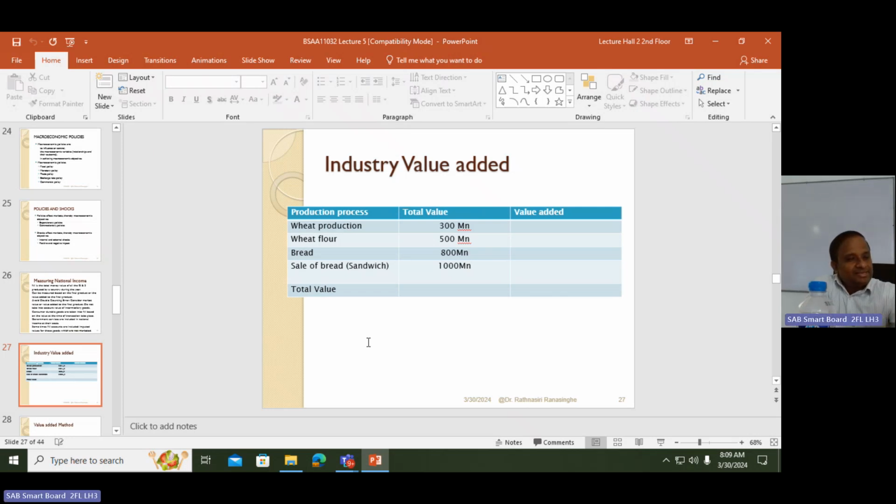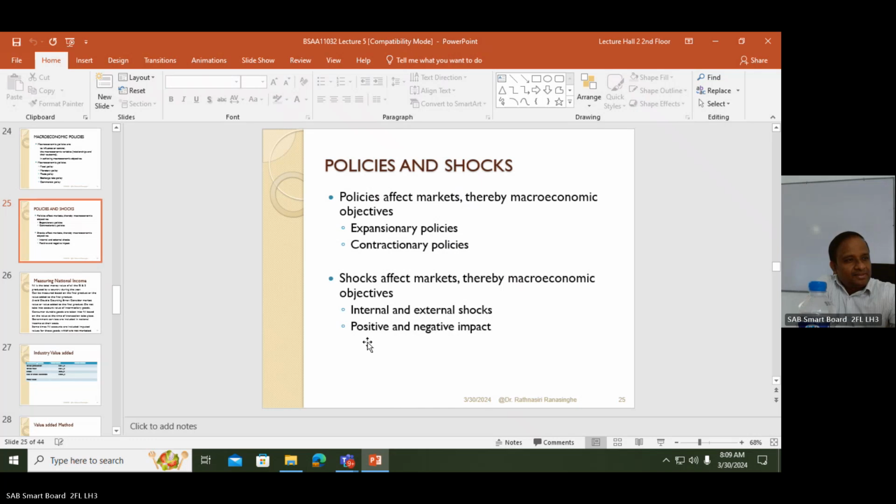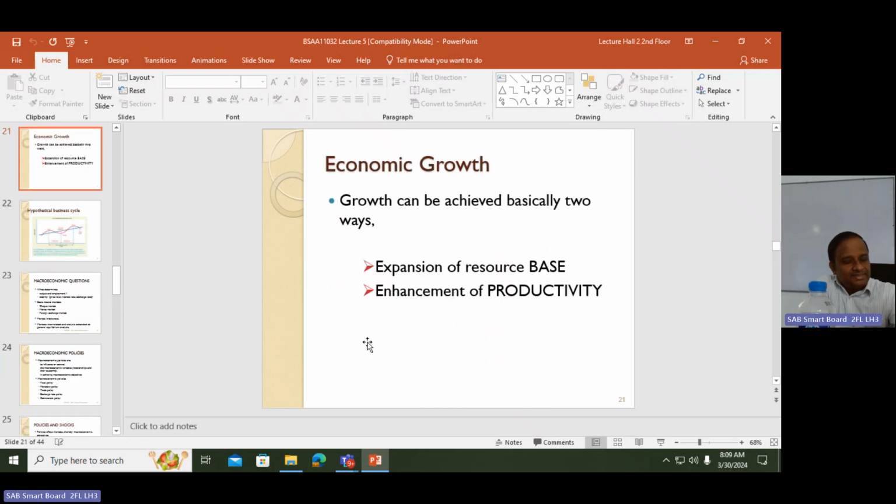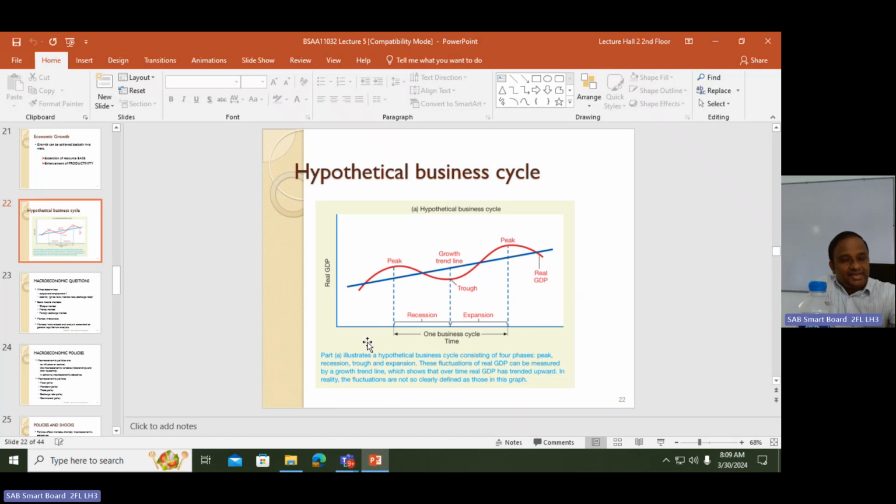We talked about the national income and basic macroeconomic things, right? We identified the macroeconomic variables, right? Can you remember what the macro variables are? Yes.